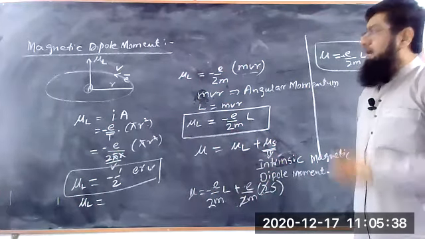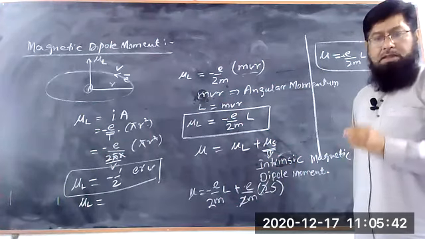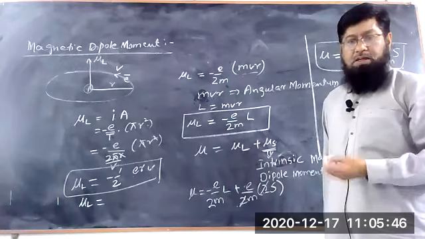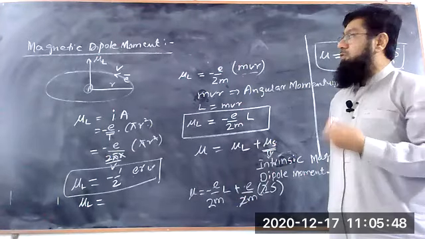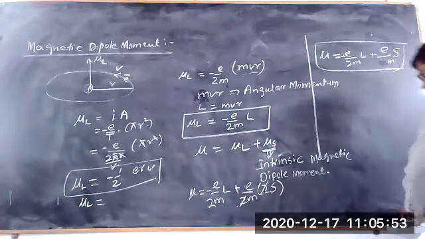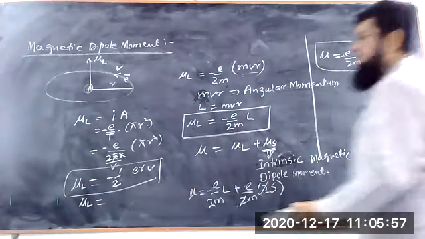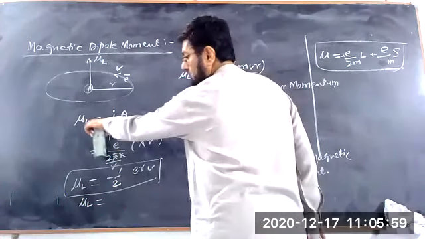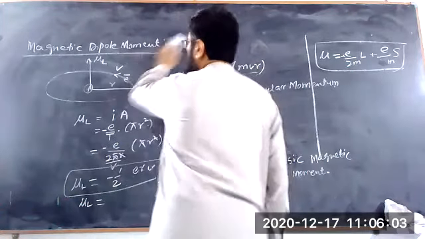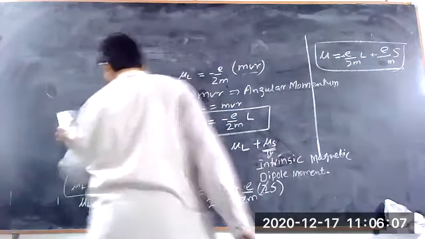Now we have to look at how a material behaves as a magnet. What are the magnetic properties of the material? You know that every material has certain magnetic properties, because this mu, the magnetic dipole moment, is associated with the magnetic property of a material. How do we have to look at it?